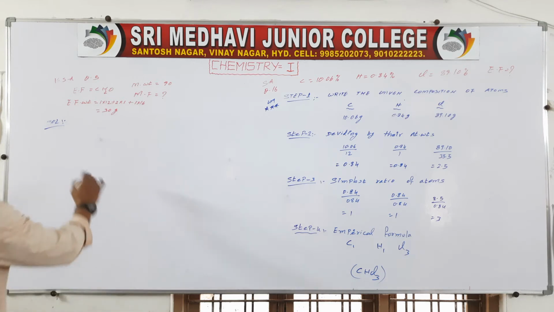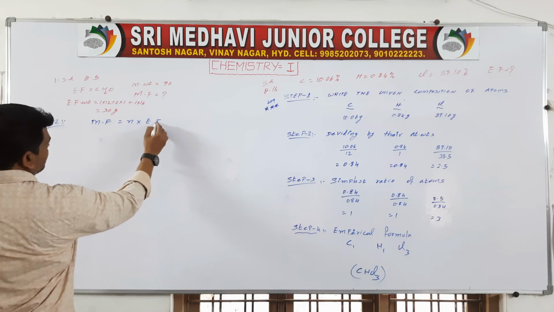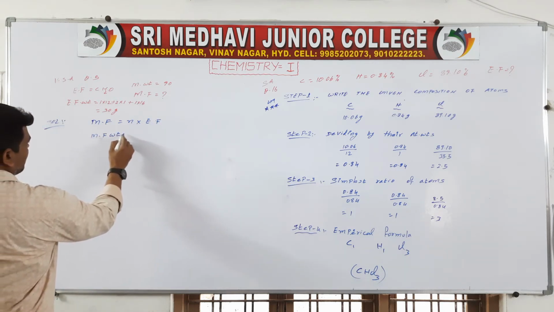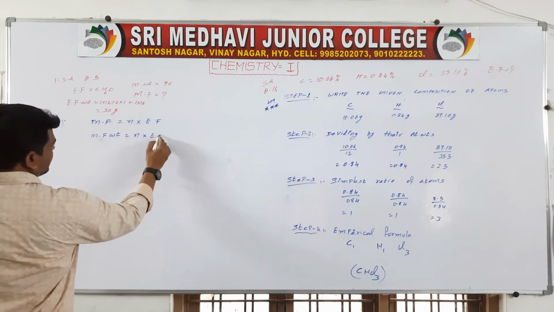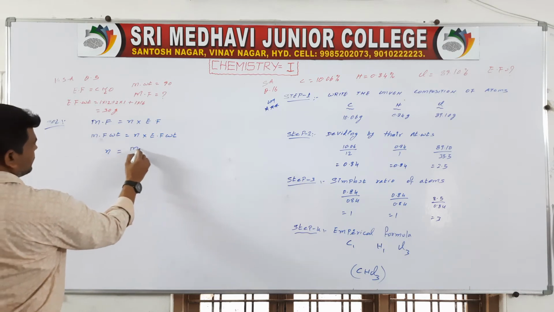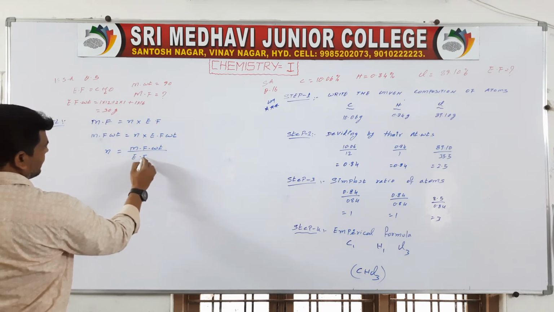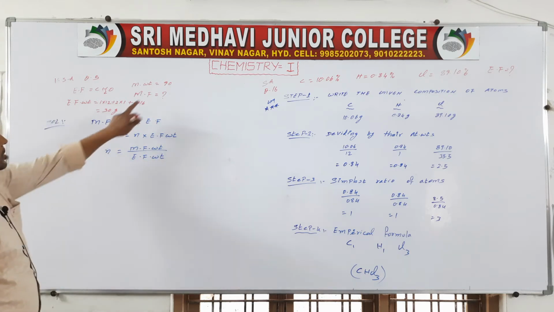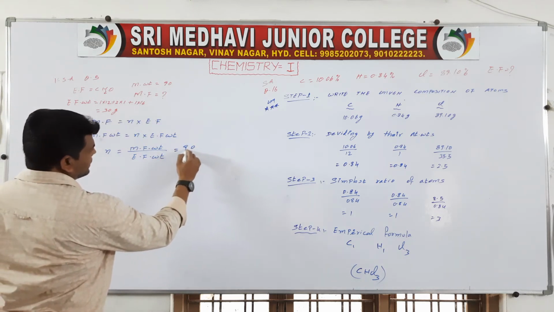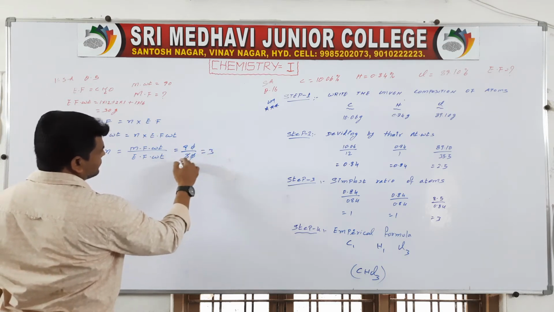Solution. Molecular formula equals n into empirical formula. In the same way, molecular formula weight equals n into empirical formula weight. So n is equal to molecular formula weight by empirical formula weight. Molecular formula weight is 90, so it is 90 by 30. Then it is nothing but 3.